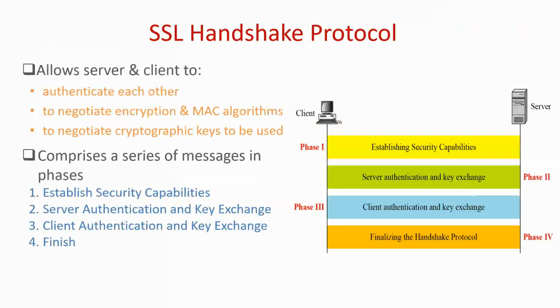The handshake protocol takes place after a TCP connection has been established. So you have the TCP connection request and response, and then you can start the handshake protocol, which has basically 4 phases. It starts with establishing security capabilities. Basically, both sides tell each other what kind of capabilities they have, what kind of cryptography algorithms they can support.